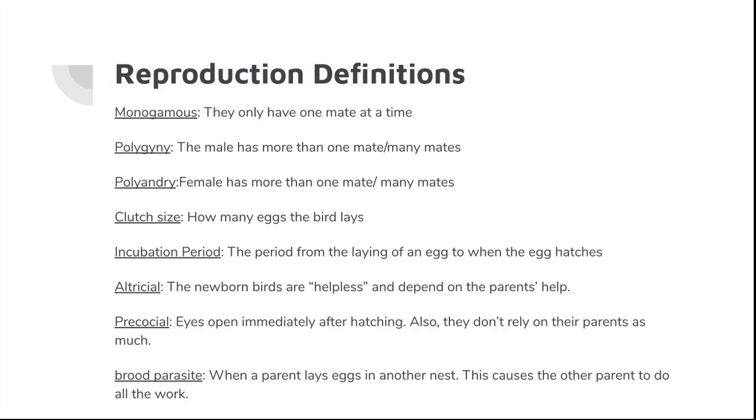Okay, let's move on to brood parasite. Brood parasite is basically when a parent lays eggs in another nest. This causes the other parent to do all the work. So it's basically when a bird puts its egg in another nest, so it doesn't have to do the work anymore. Except the downside is some birds can actually recognize their own eggs. For example, brown-headed cowbirds may lay their eggs in American robins' nests. Now, the American robin may actually know that egg isn't theirs and may dispatch it or remove it from the nest.